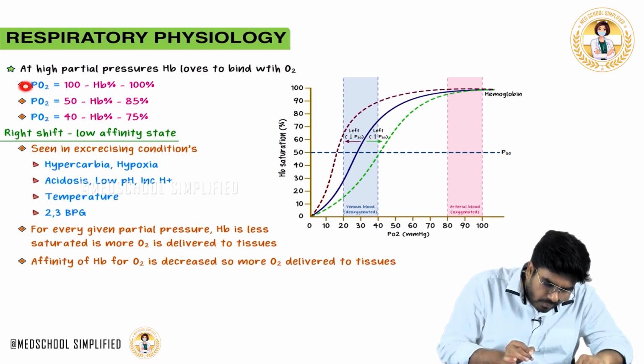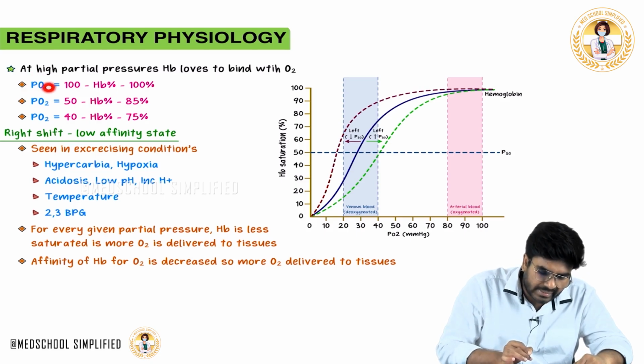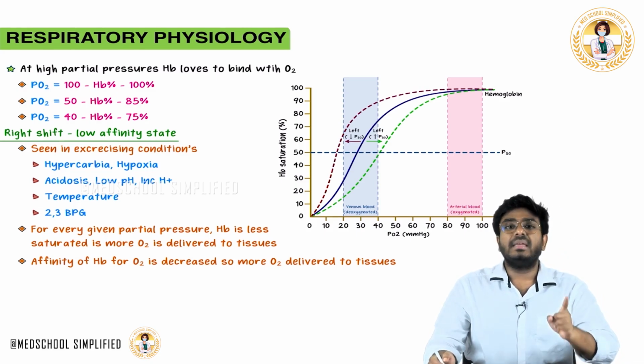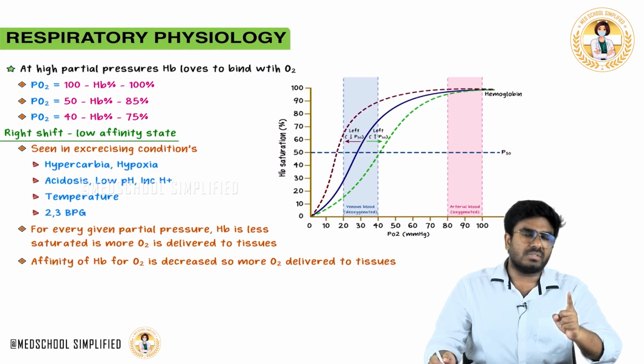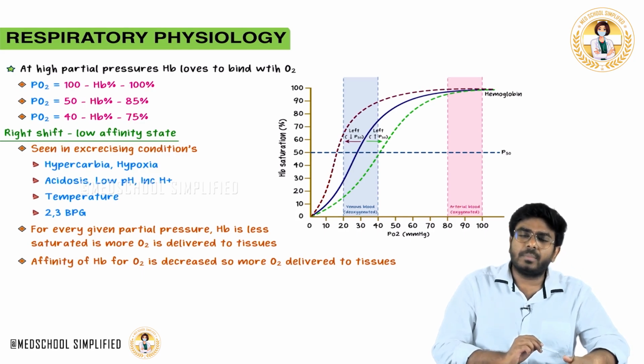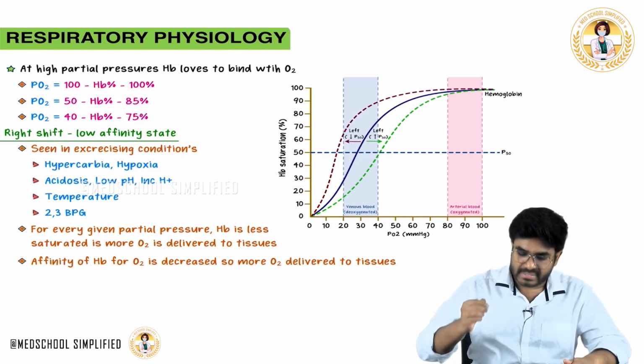Now see, what is the partial pressure of oxygen at the level of lungs? At the level of lungs, the partial pressure of oxygen is 100 mmHg. Remember, the partial pressure of oxygen is due to dissolved oxygen. Now when the partial pressure of oxygen is more, how much percent saturated is hemoglobin? 100% saturated. Please look at this graph.